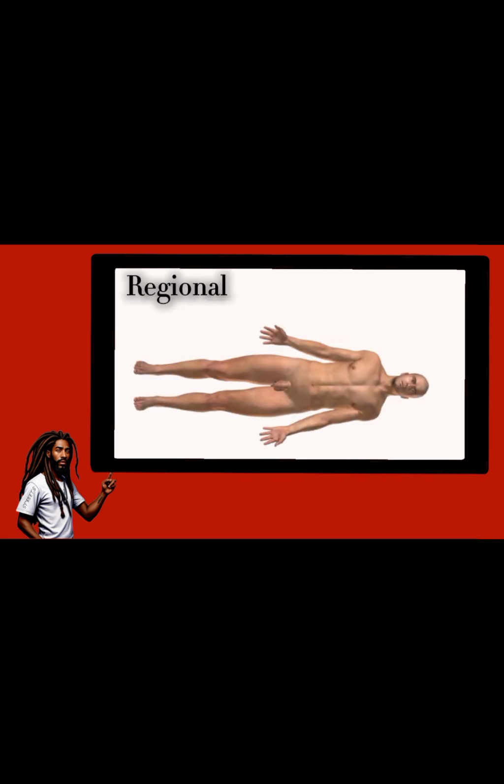The body is segmented into various parts such as the head, the neck, the thorax, the abdomen, the upper limb, the lower limb, the pelvis and perineum. So those are basically the parts of the body when viewed through the regional approach. It couldn't get any simpler than that.